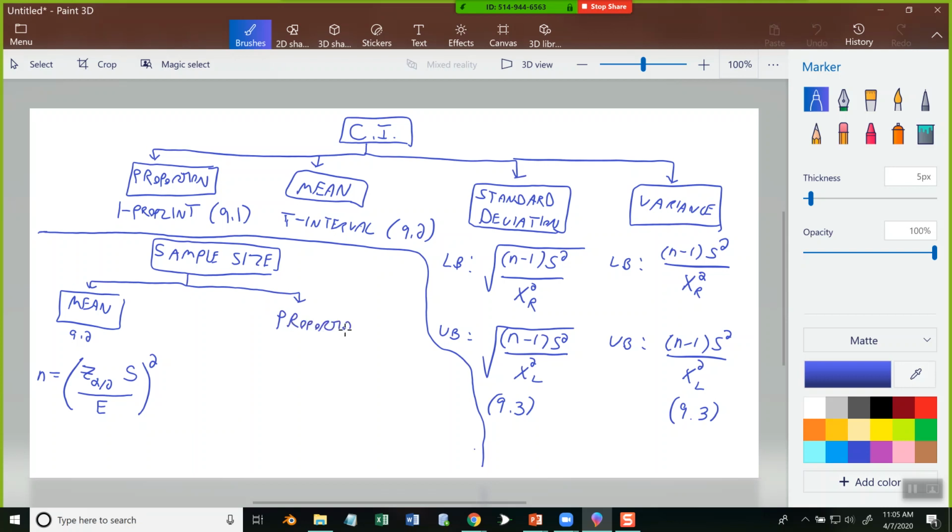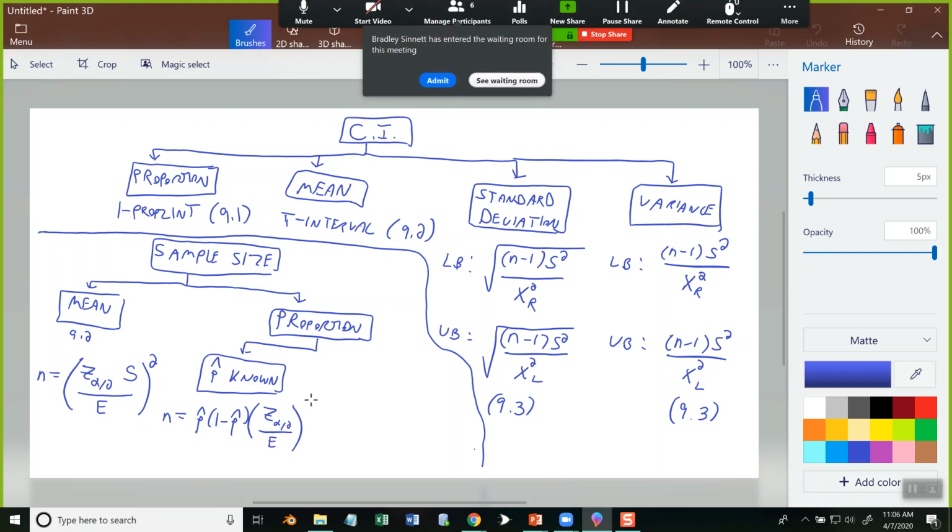And then we had proportion or percentage. But then from there, we had two formulas. One where p hat's known. P hat is an amount from a previous study. And that was n is equal to p hat times 1 minus p hat times z alpha divided by 2 over e, squared.